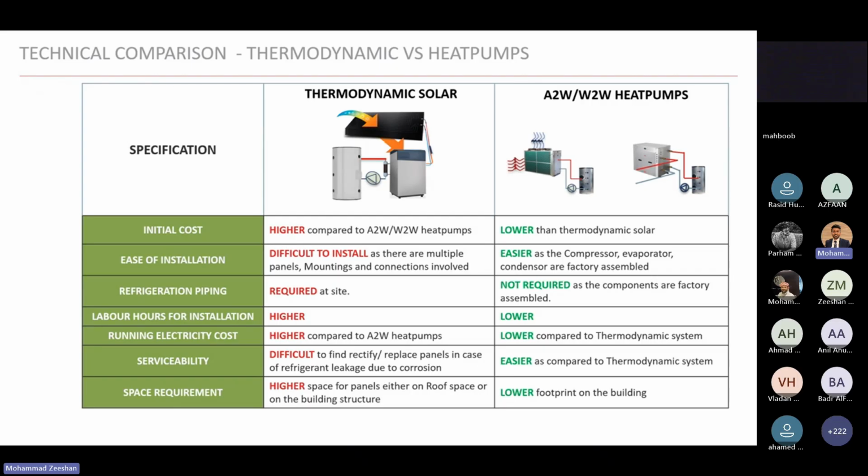Refrigeration piping for thermodynamic systems is required at site, whereas for air to water systems, it is not required because it is factory built and factory filled. From a serviceability point of view, it is difficult to service and rectify a thermodynamic system in case there is any leak in the panel because this is exposed to the atmosphere. It is so difficult to find the leaks, and therefore downtime is higher compared to the heat pump systems.